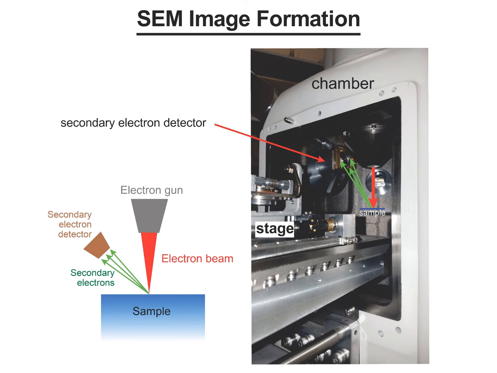These secondary electrons are easily attracted to the magnetized end of the secondary electron detector that extends into the chamber. It is at this point that the process of image formation of the sample begins. Unlike forming images with a light microscope, obtaining images with an SEM is quite fascinating.